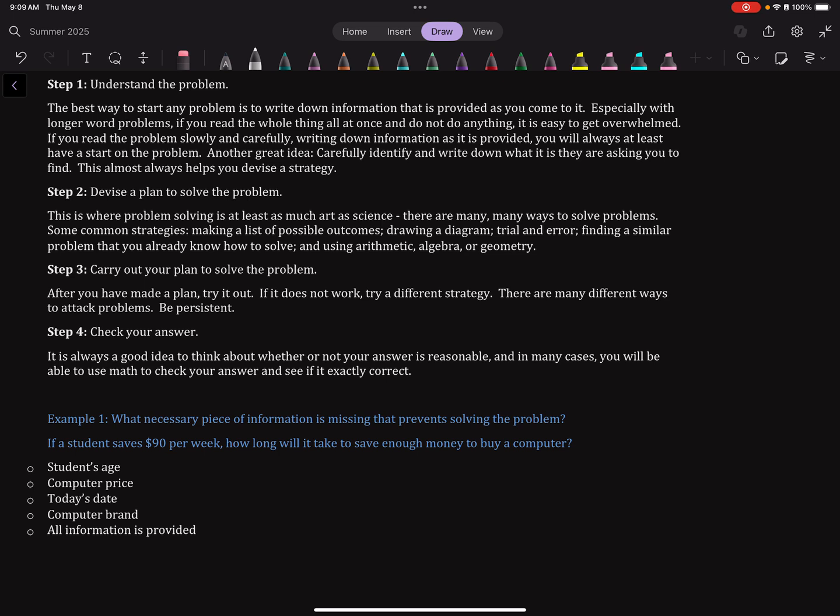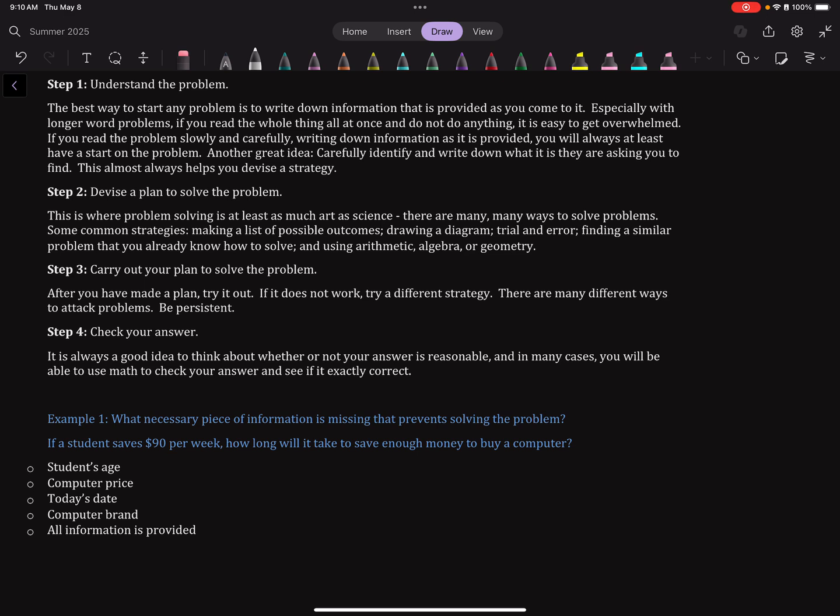So when we devise a plan with problem solving, it's however you can think of getting to the answer. It doesn't matter how you get to the answer, just get to the answer. It could be by drawing a picture, by just trial and error, by just throwing things together and seeing what happens. And we're going to practice a lot of different techniques.